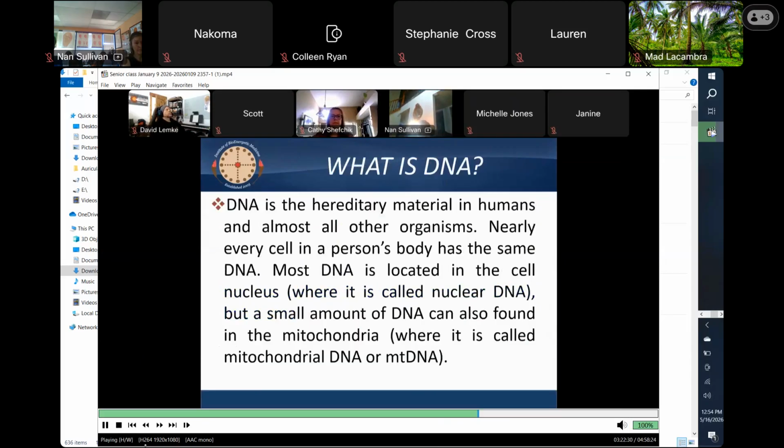DNA is the hereditary material in humans and almost all other organisms. Nearly every cell in a person's body has the same DNA. Most DNA is located in the cell nucleus, where it is called nuclear DNA. But a small amount of DNA can also be found in the mitochondria, where it is called mitochondrial DNA, or mtDNA.